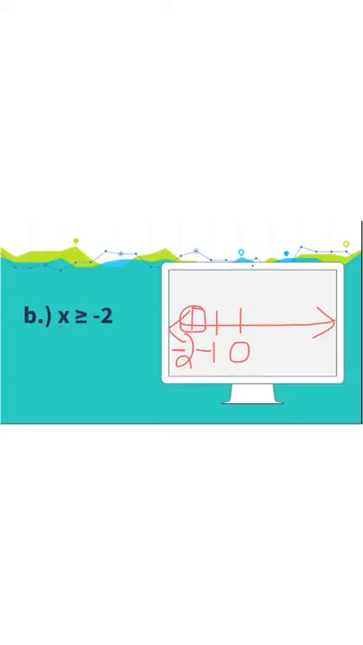Now you look at the sign. It is greater than or equal to, so you need to fill in the circle because there is an equal sign. It can be the -2 number as well. Now you look at the direction of the arrow. It's greater than, so the arrow goes to the right. Your answer is a closed circle on -2 with an arrow going to the right.